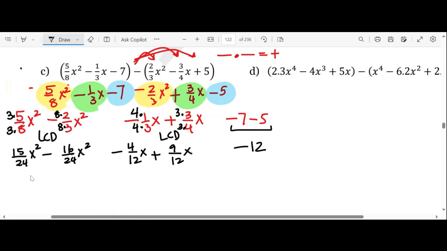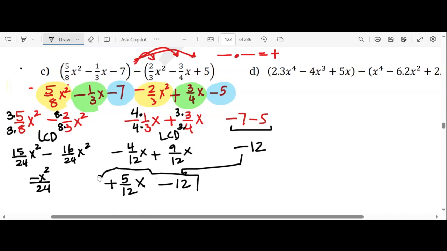Now 15 minus 16. Negative 1. x squared over 24. Negative 4 plus 9, 5. Positive or negative? Positive. Over what? 12. And I'm just bringing this down here. That's it. Easy as easy. That's your final answer. I'll leave this for classwork. Now let's go for the next one.